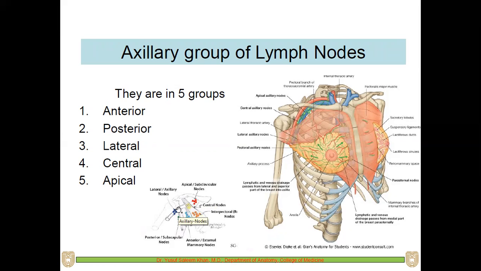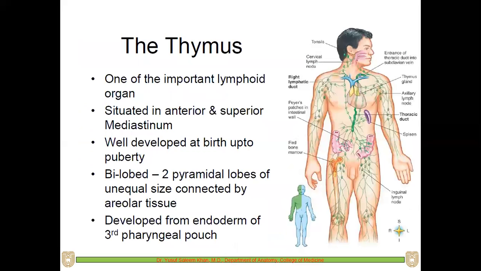If you see here, this picture is showing the lateral, the posterior, the medial, and the anterior. The apical group is deep inside, and here is the central group. So that is about the axillary group of lymph nodes. The axillary group of lymph nodes is very important, especially in examination. For all groups of lymph nodes which can be palpable, like the cervical, axillary, and inguinal, it is a must to examine and feel these lymph nodes whenever there is a clinical examination.